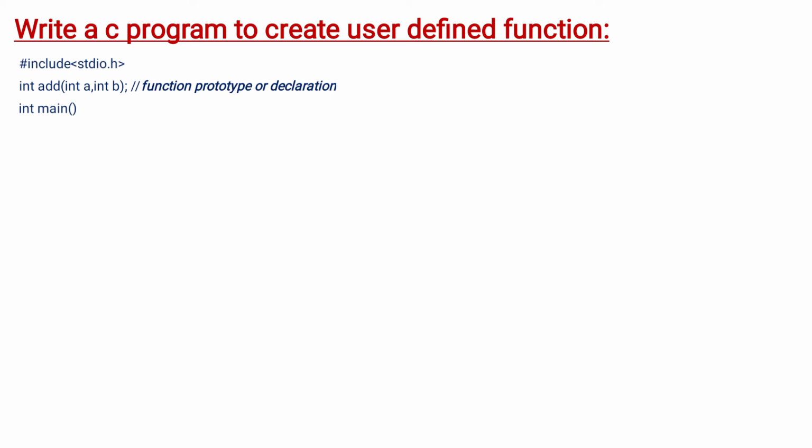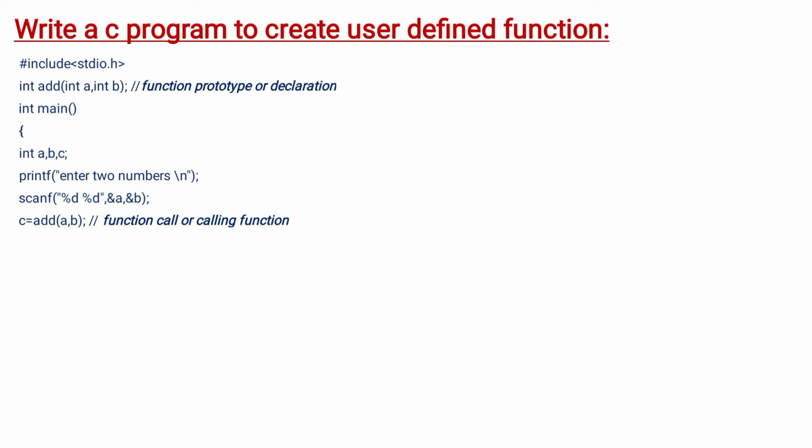int main function, opening brace here, and then int a, b, c. I am creating three variables with the names a, b, c. These three variables are of integer data type. Next, I am writing a printf statement to print "enter two numbers" on the screen. Next, I am writing a scanf statement. This scanf statement is used to read two values entered by the user, and the first value will be stored into the address of a, the second value will be stored into the address of b variable.